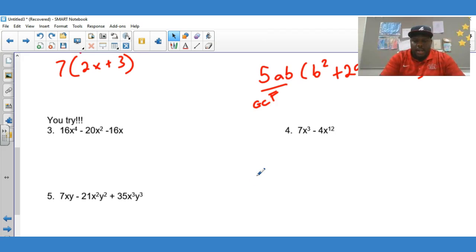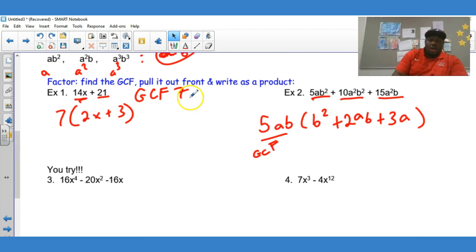Now, I got some U-tries right here for you. With these U-tries, again, it's just pulling out the GCF, guys, between all of these, and then writing it as a product, like 7 times 2x plus 3, or 5ab times b squared plus 2ab plus 3a. So give that a try.